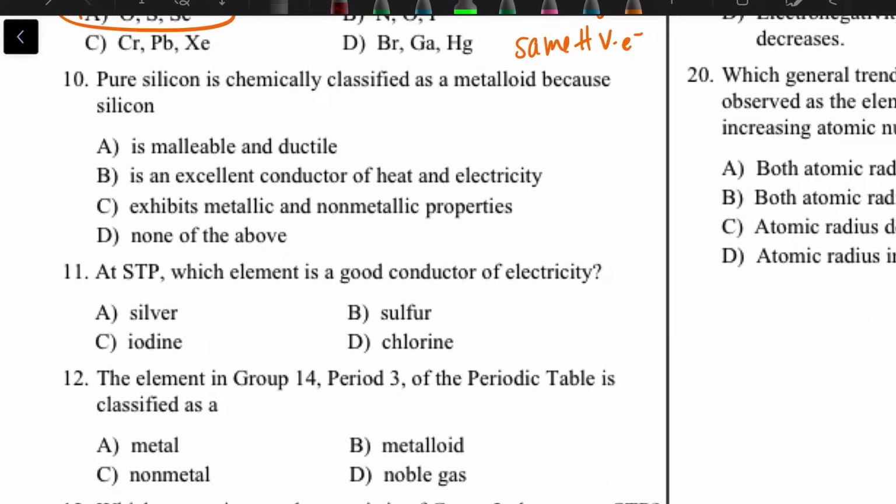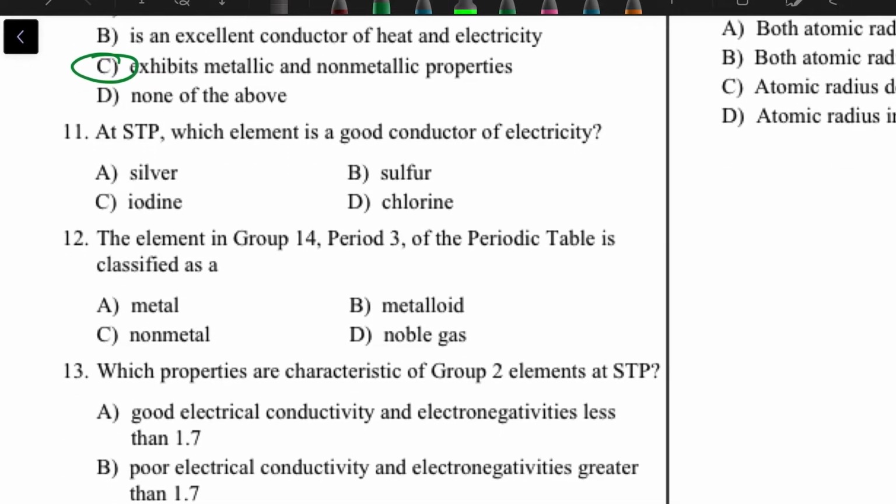Number 10, pure silicon is chemically classified as a metalloid, because this is a strict definition question. It exhibits metallic and non-metallic properties. It's that halfway, medium point between the two things. Generally, they look like metals and act like non-metals.